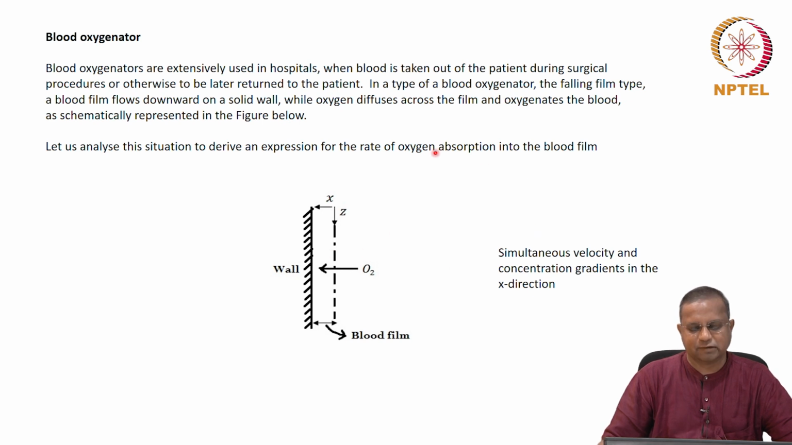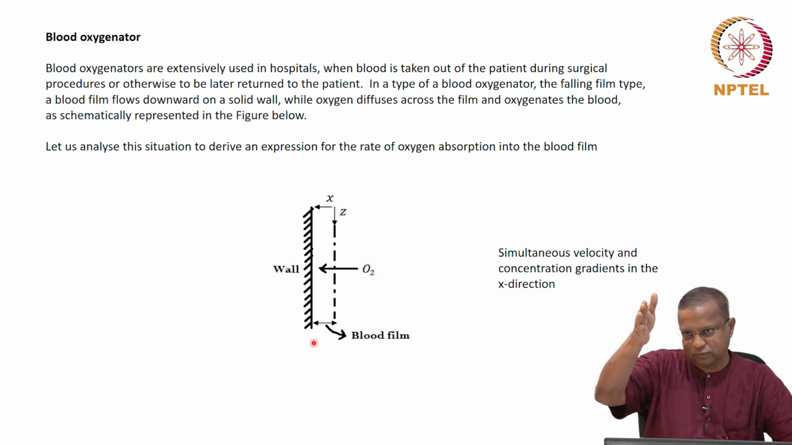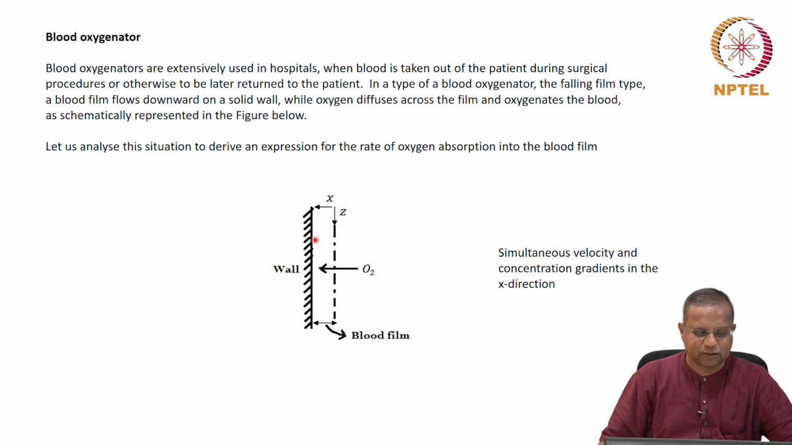So here, as I mentioned earlier, you have a simultaneous velocity gradient. This is a film that is falling over a flat plate. Earlier we saw an inclined plane. Now the plane is vertical, the only angle difference here pretty much in terms of the flow. Otherwise, the flow is a thin film of liquid, in this case blood, that is flowing. And we saw that there was a velocity gradient here in the film.